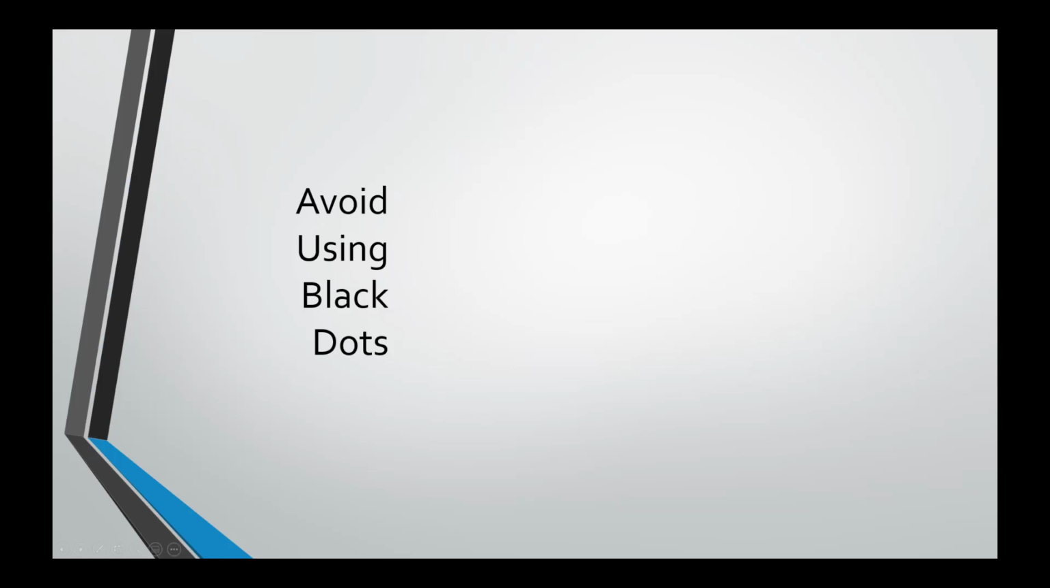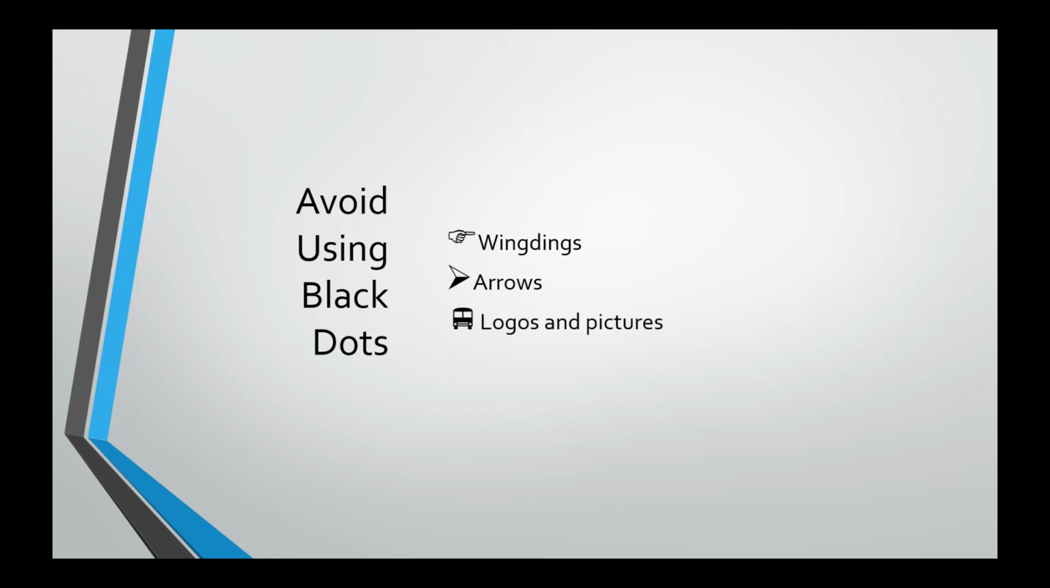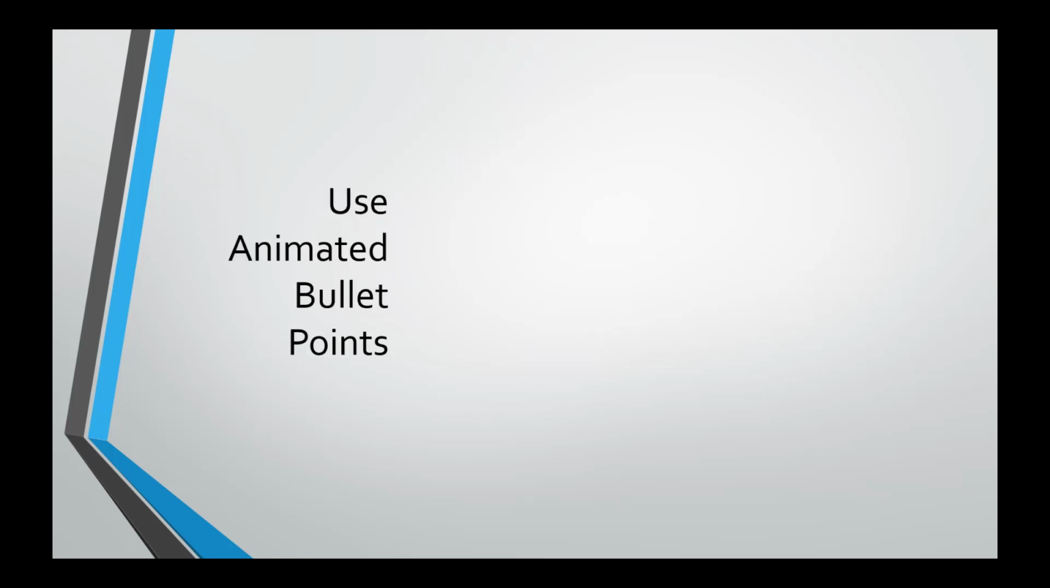Avoid using black dots. Black dots before a line can be a boring design. Try to color your dot using icons such as wingdings, arrows, and logos. Use animated bullets. Use animation to fade in and fade out of your bullet points. What animation you use is based on your presentation and how you want to move and control the attention of the audience. This is where animation and timing work together.